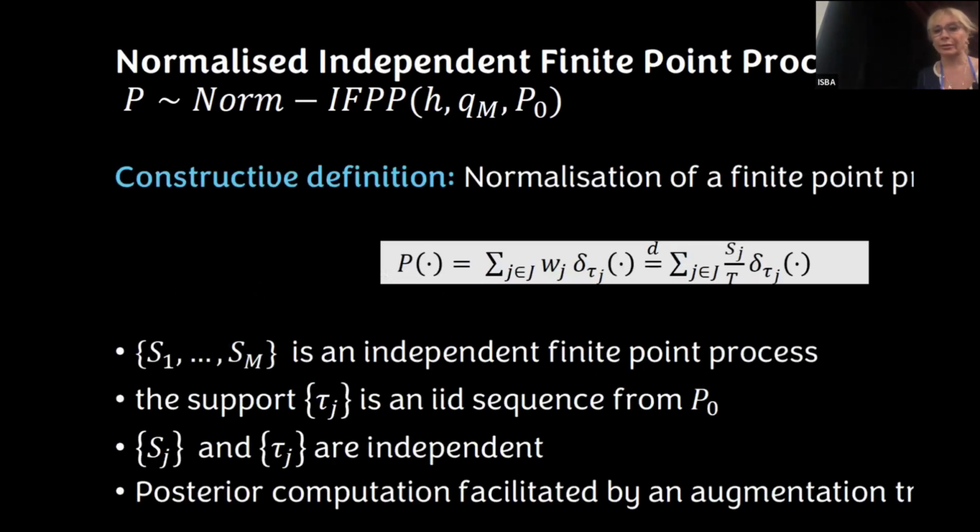Okay, so this is the usual interpretation. This is the assumption on the normalized weight. Then the tau are still IID draws from some measure P0. The sequence of S and the tau are independent as usual. And then you can make posterior computation extremely efficient by an augmentation trick.